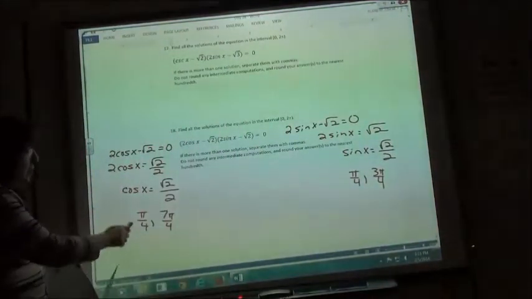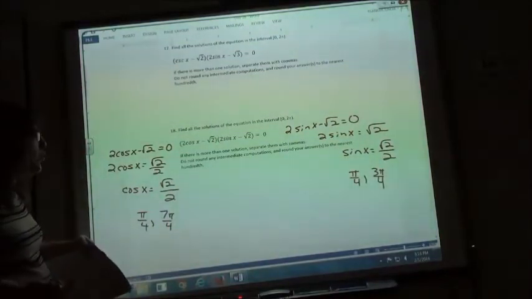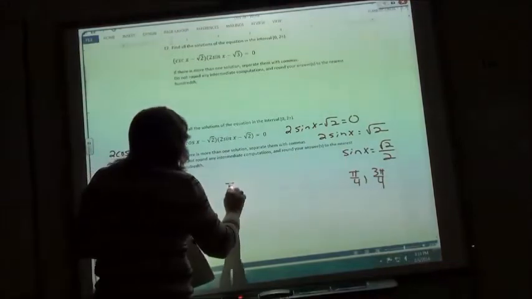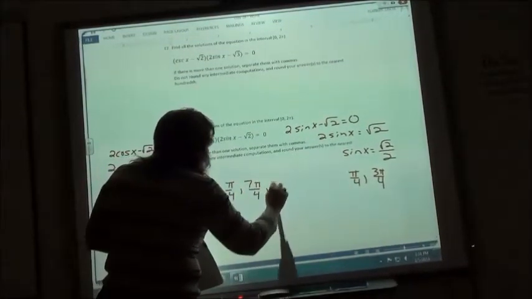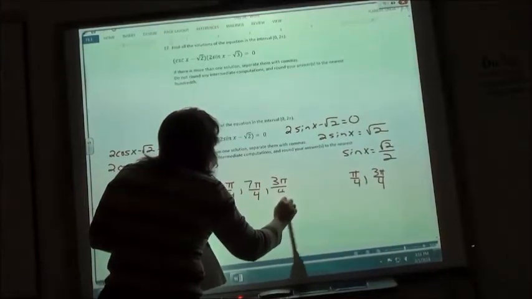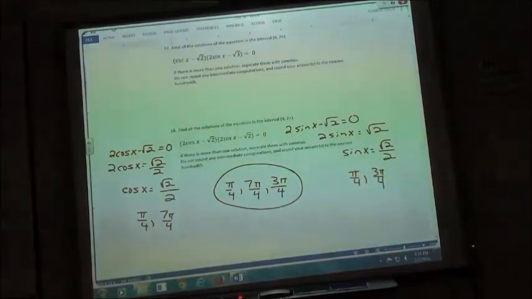Now you'll notice on this one I have pi over 4 in both of my answers. I don't want it on my answer twice, so I'm just going to say that I have pi over 4, 7 pi over 4, and add my 3 pi over 4, and just put in 3 answers instead of putting in the pi over 4 twice. So if something repeats, I only want it in my answer once.